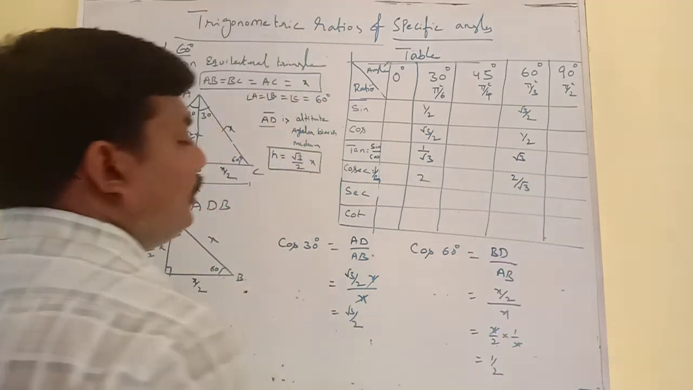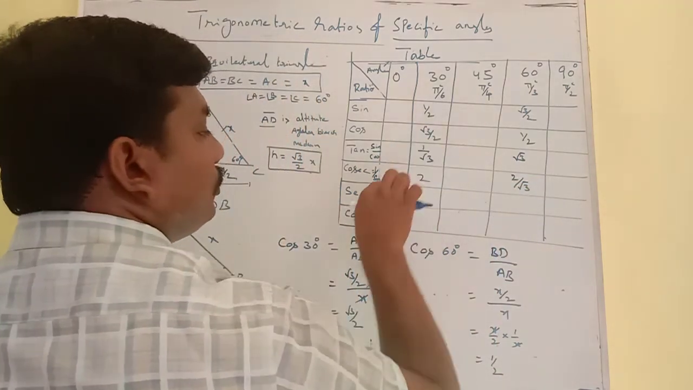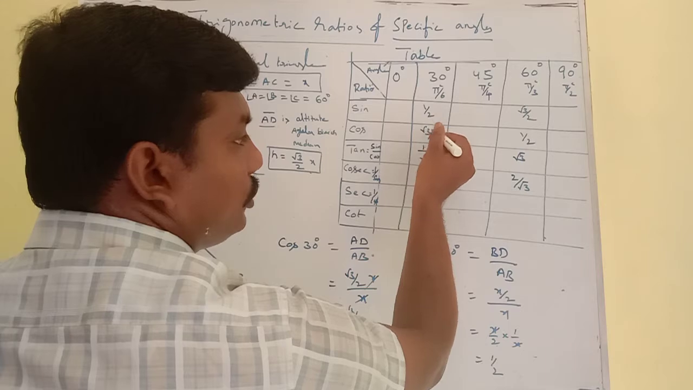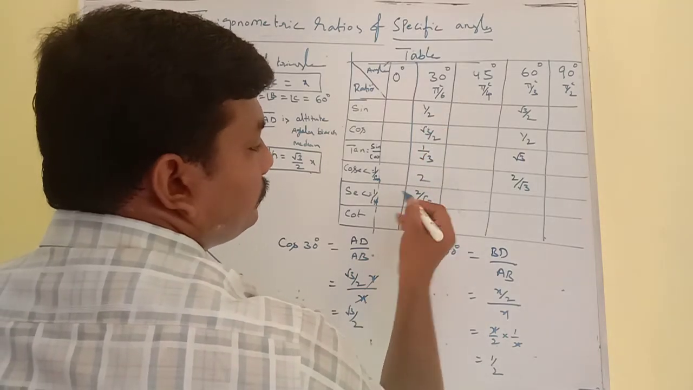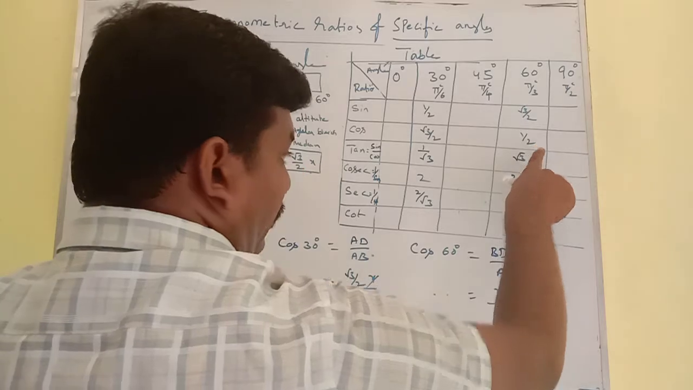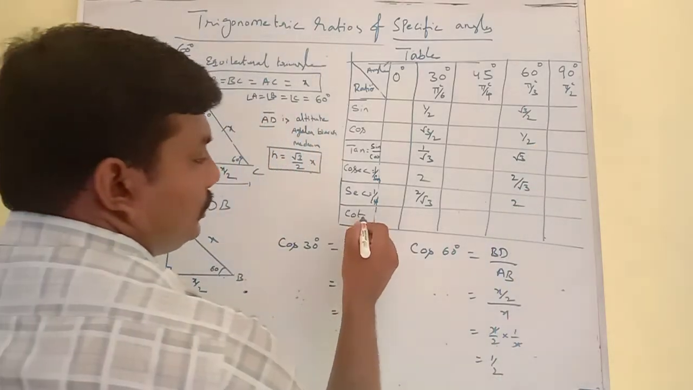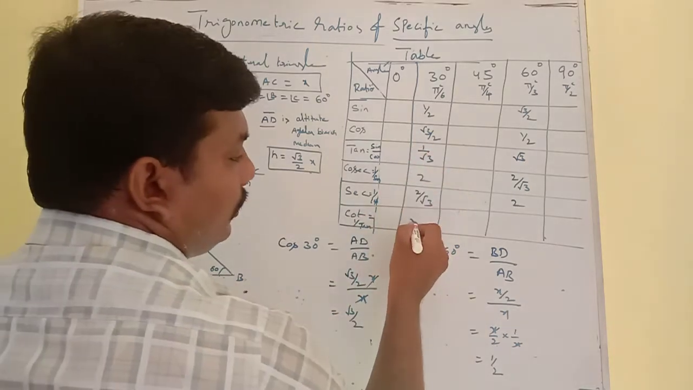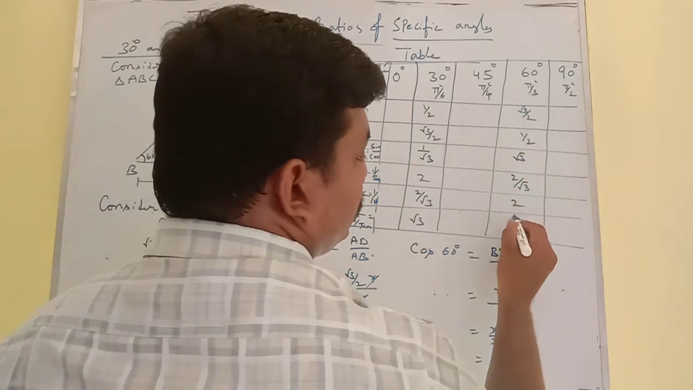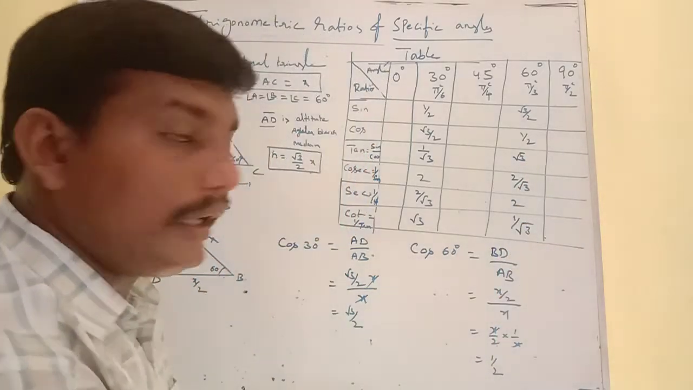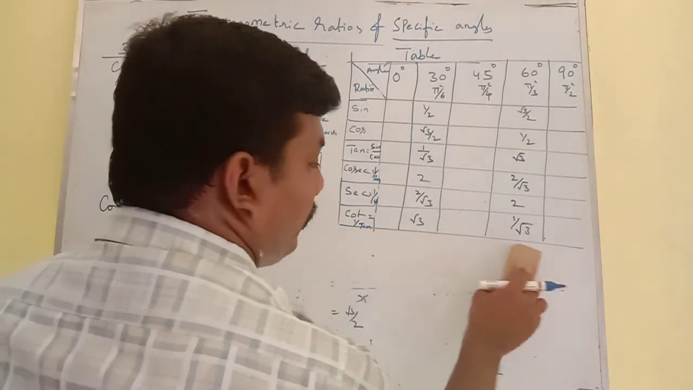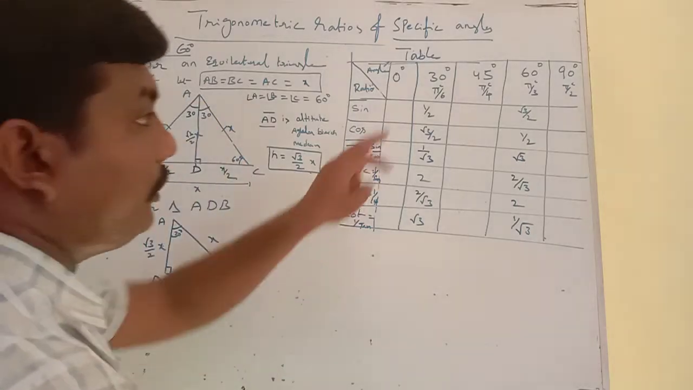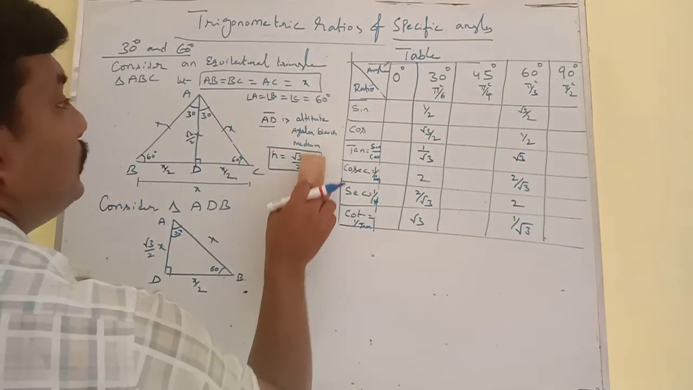Then coming to secant, the reciprocal of cos, 1 by cos. For 30 degrees, cos is root 3 by 2, and the reciprocal is 2 by root 3. For 60 degrees, the cos reciprocal of 1 by 2 is 2. Then cot is 1 by tan, the tan reciprocal. For 30 degrees, tan is 1 by root 3, and the reciprocal is root 3. For 60 degrees, this is 1 by root 3. Like that we can find all the trigonometric ratios for the specific angles 30 degrees and 60 degrees based on the equilateral triangle.